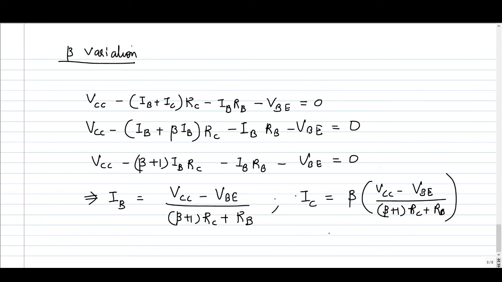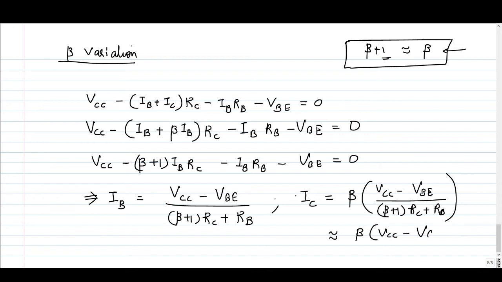Now we will use this assumption, that is beta plus 1 is approximately equal to beta, because beta is a number much greater than 1. So beta plus 1 is approximately equal to beta is a safe assumption. So you can replace this beta plus 1 by beta. So what happens? Beta into VCC minus VBE divided by beta RC plus RB. Now we can use a design criteria here. So let me rewrite this expression in the next page.